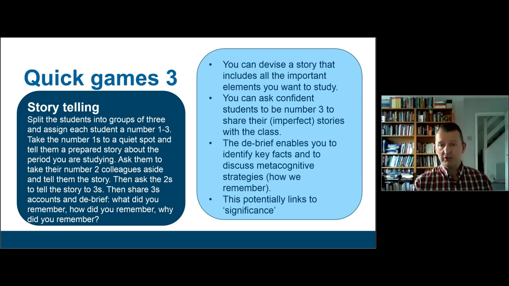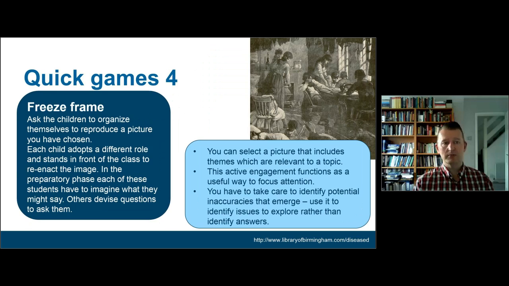This is useful as an introductory activity. It's a good idea to pick confident children to have the third role, because they need to stand up and be prepared to give imperfect answers in the class, so you don't want people who are going to be too readily embarrassed. The debrief enables you to talk about not just the content of the story, but the strategies people use to remember important facts, and that can be useful as a little message to reiterate in the history classroom. And also, of course, because people are remembering some things as being more important than others, it introduces the concept of historical significance to the discussion.